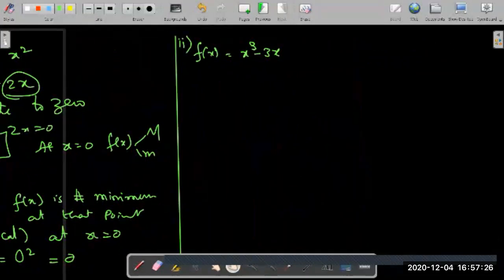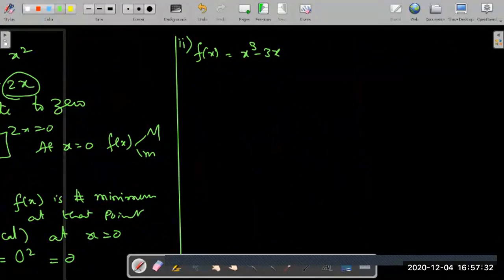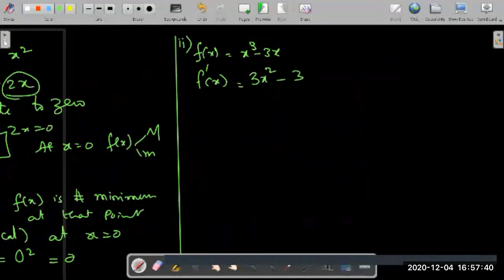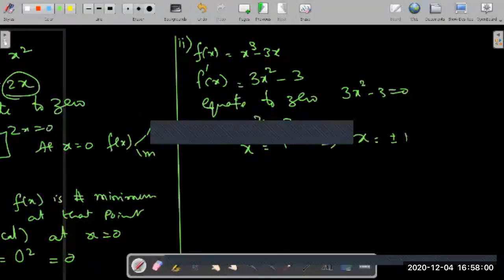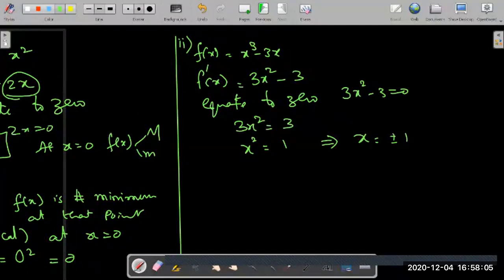All right. So we will be doing the second derivative test like that one. We will have the first derivative and second derivative. The first derivative f dash x equals 3x squared minus 3. We equate to 0, that means 3x square minus 3 equals 0, 3x square equals 3, x square equals 1. That implies x equals plus or minus 1. So we have two values, plus 1 and minus 1.